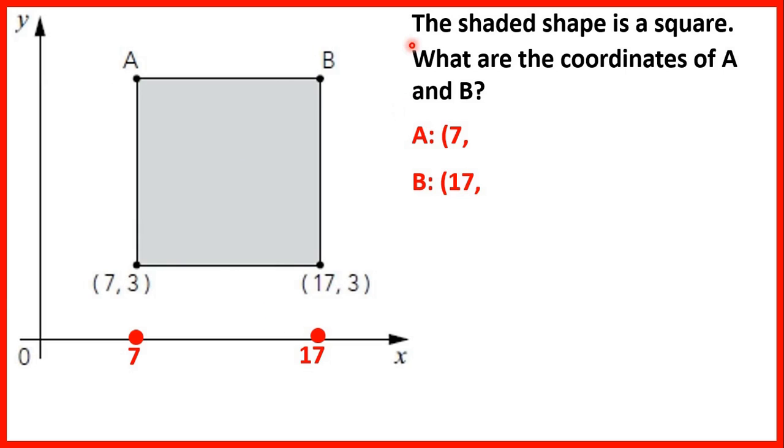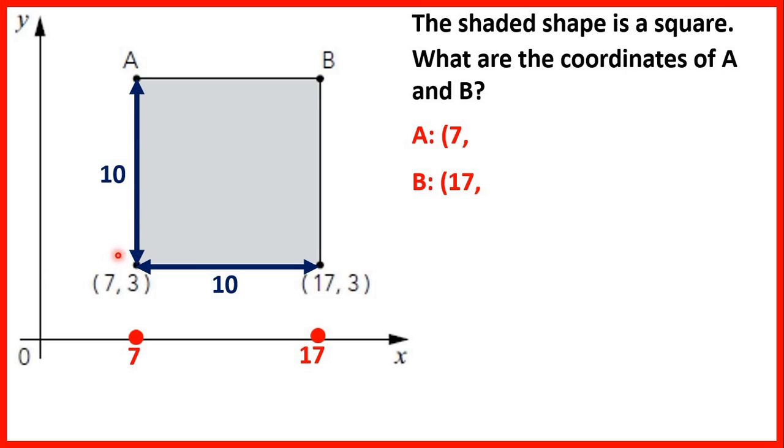Well, here we have to look at the question carefully. They've told us that the shaded shape is a square, and we know that squares have sides of the same length. So we can work out that the length of the square, the length of each side, must be 10, because the difference from 7 to 17 is 10. And because the sides of a square are the same length, we have 10 here as well.